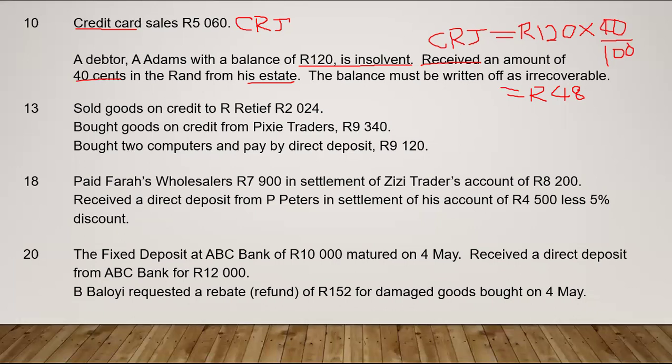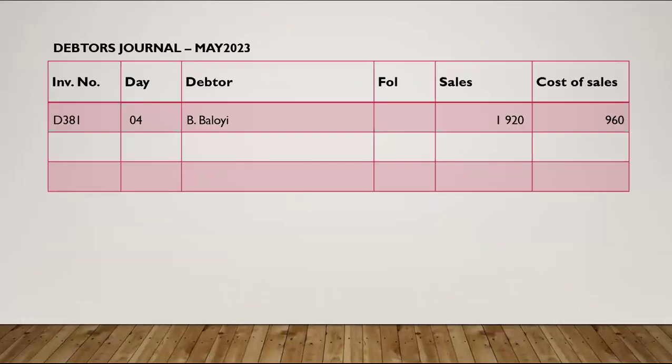Let's move to the 13th. We sold goods on credit to R. T. for 2024. We know goods sold on credit will be recorded in the debtors journal. That 2024 is the selling price. Let's go to the CRJ. We'll start with the invoice number, which will be D382. They must be in sequence.